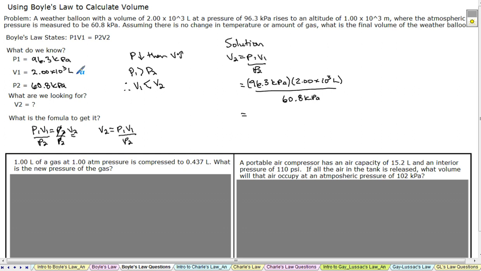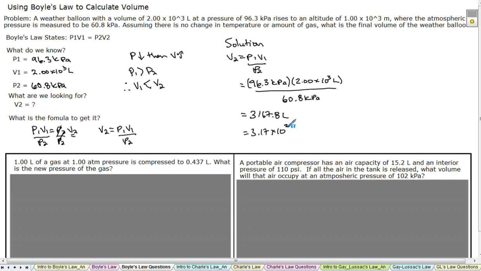So we now type in our calculation, 96.3 times 2,000, divided by 60.8, and we get 3,167.8 liters. In scientific notation, we'd write that as 3.17 times 10 to the 3 liters.